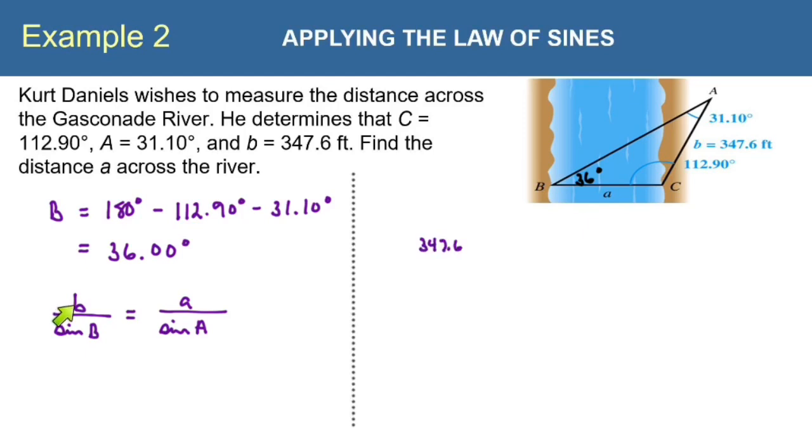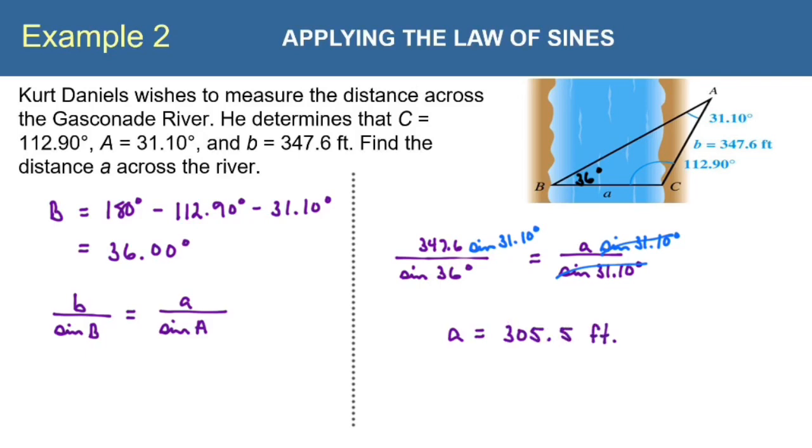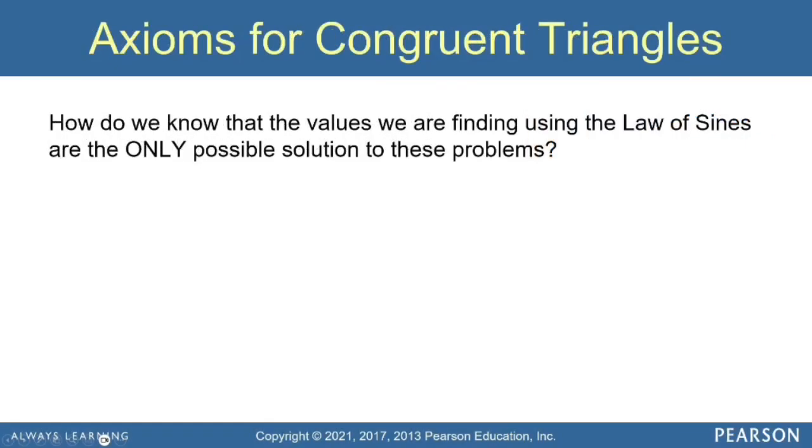Side B is 347.6, and that's divided by sine of angle B, which is sine of 36 degrees, and then that equals side A, which is what we're looking for, divided by sine of angle A, which is sine of 31.10 degrees. Now to isolate A, we multiply both sides by the sine of 31.10 degrees. The sine values cancel out from the right side, and when you evaluate this on your calculator, you should get A equals 305.5 feet.